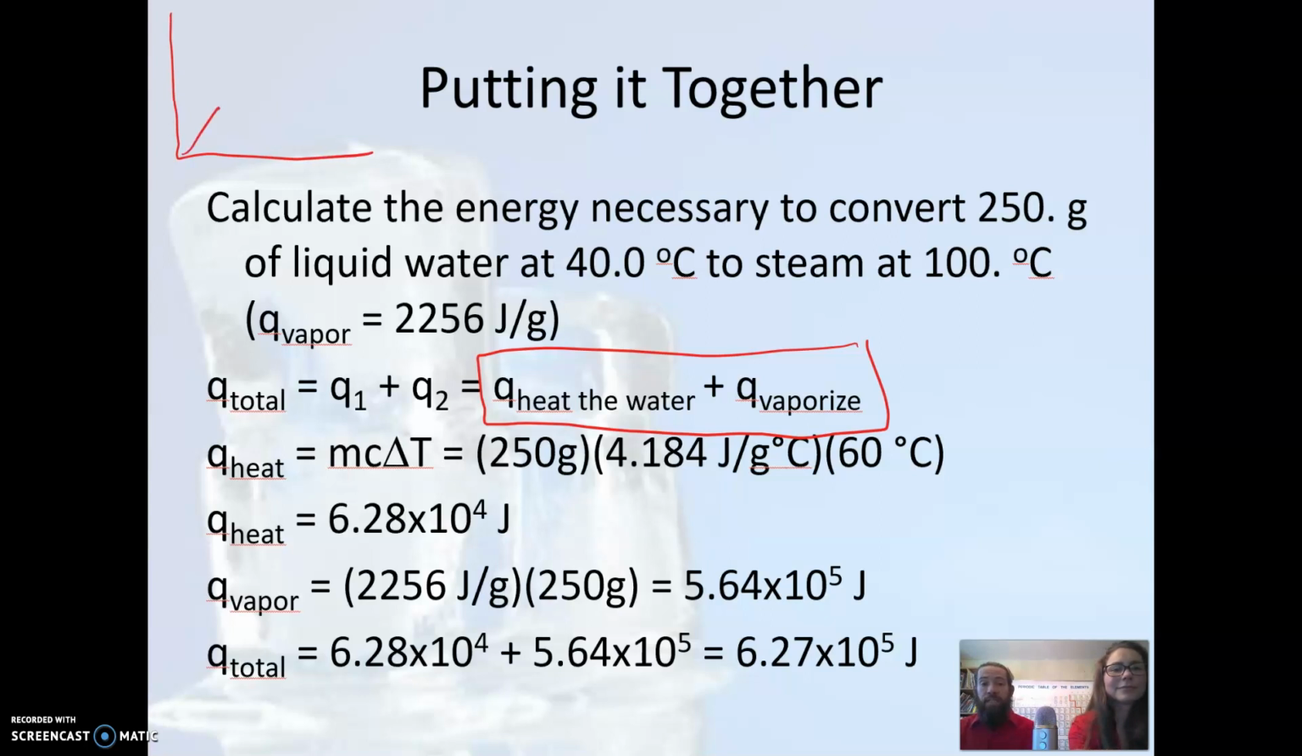So we did the first step, the mc delta T. You can see that below. 250 grams, 4.184 is the C value for water. And that delta T was 60 degrees. That's 100 minus 40, the starting. So we got a value of 6.28 times 10 to the 4th joules for that. The vaporization part, we use the heat of vaporization times the mass, and we get 5.64 times 10 to the 5th. If we add these two together, we get the total heat.